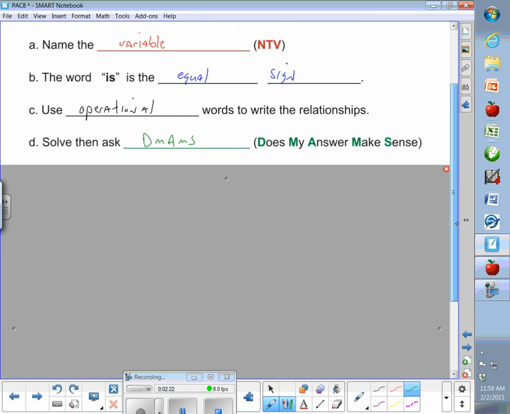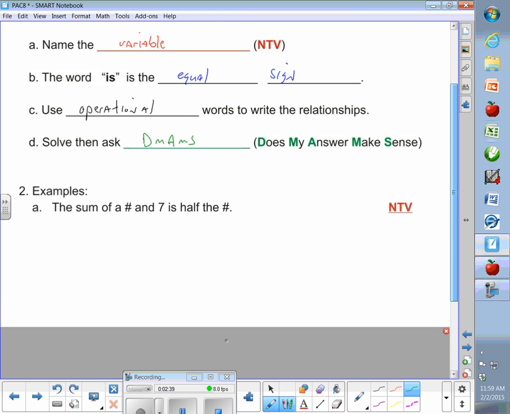All right, so that's the idea. Name the variable. Look for the is, because, look, we did phrases already, but now we're doing equations. Not a big deal. Going to be an equal sign somewhere. Use your operational words, and when you solve, don't forget to ask the mams. Let's do an example here.